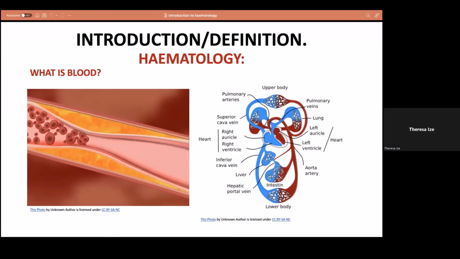The word hematology is coined from two Greek words, haima, which means blood, and logos, studies. So hematology is the study of blood-forming organs, blood disorders, and their management. What is blood? Blood is the red liquid fluid that is circulating within the cardiovascular system.